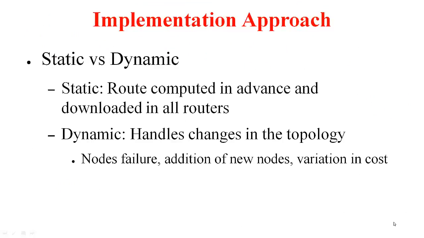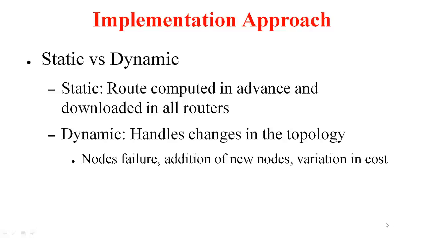So that's theory. When you're implementing, you have to handle many other things, and there are quite a few approaches. So let's look at these approaches. So the first approach is whether you should go for a static or a dynamic implementation. So what do I mean by static? In static, I assume that the network topology and the costs are fixed.